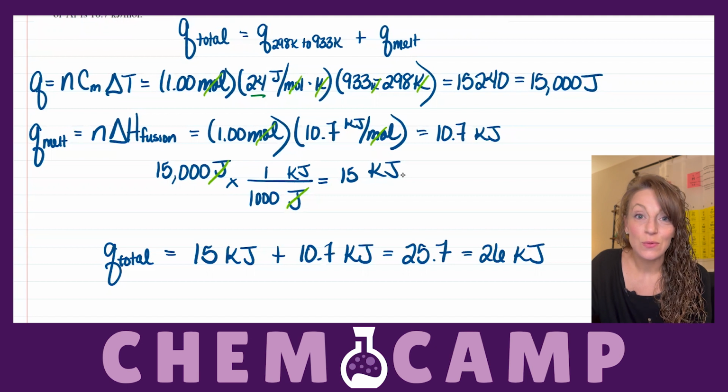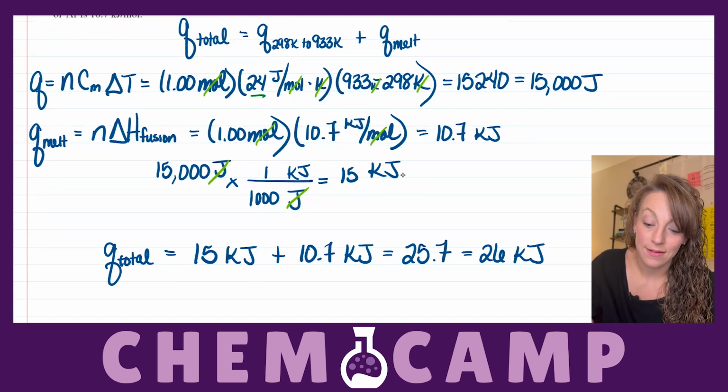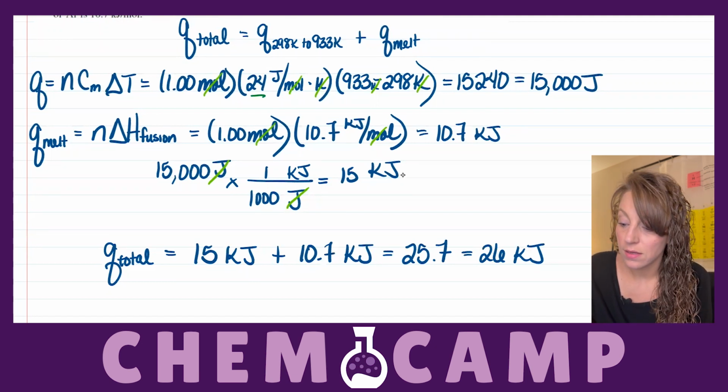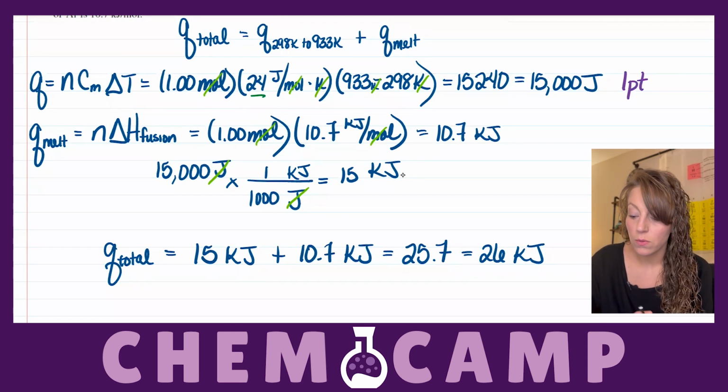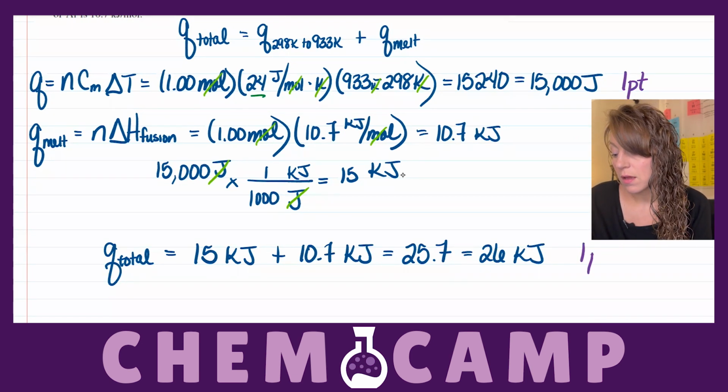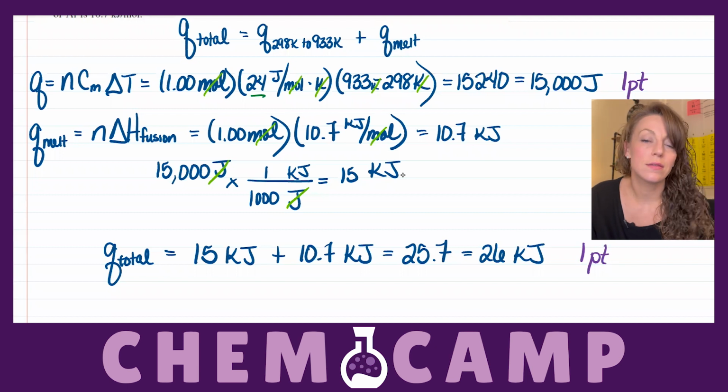Now, in terms of points here, you will get a point for showing your calculation and getting the 15,000 joules. You will also get another point for adding the two quantities together. Again, you got to show your work and have units on your answers. Let's take a look at part B.